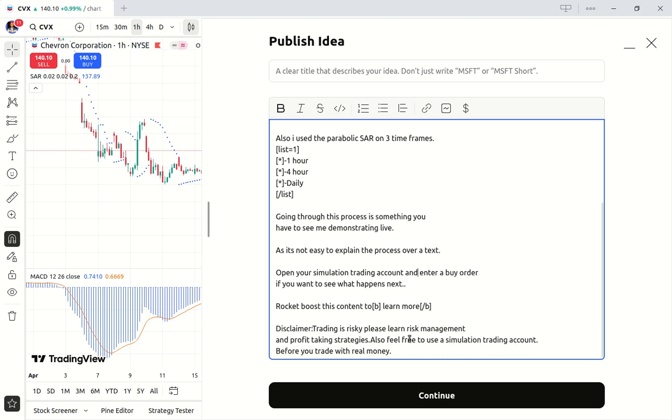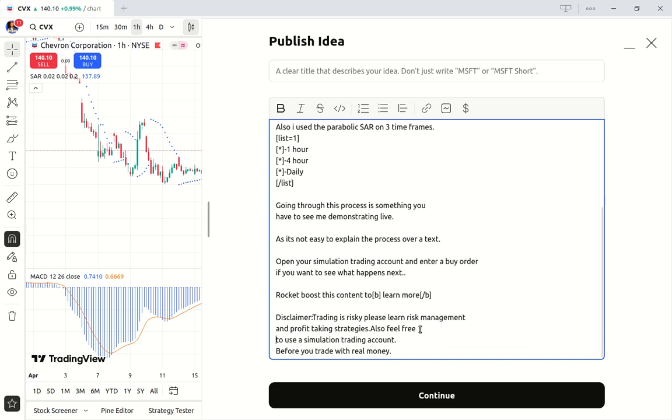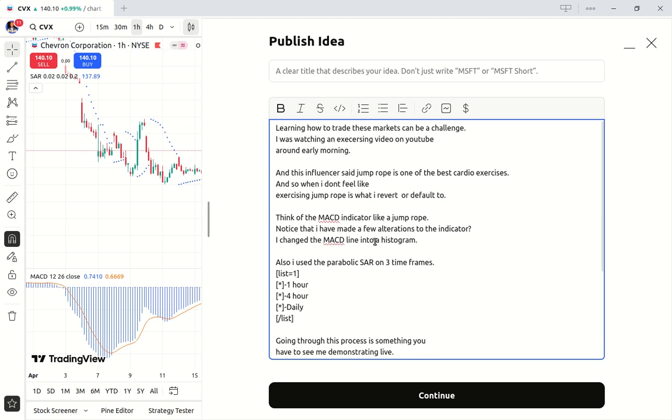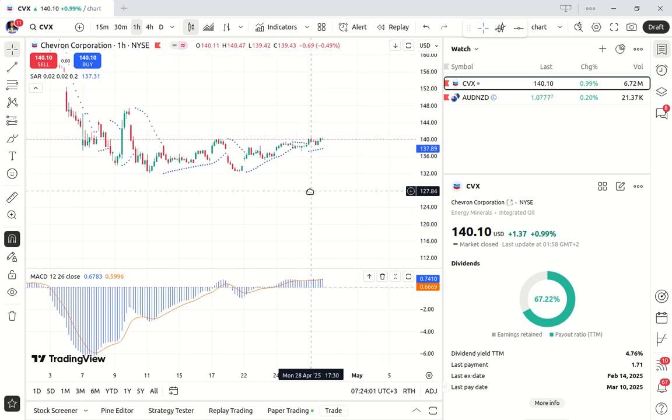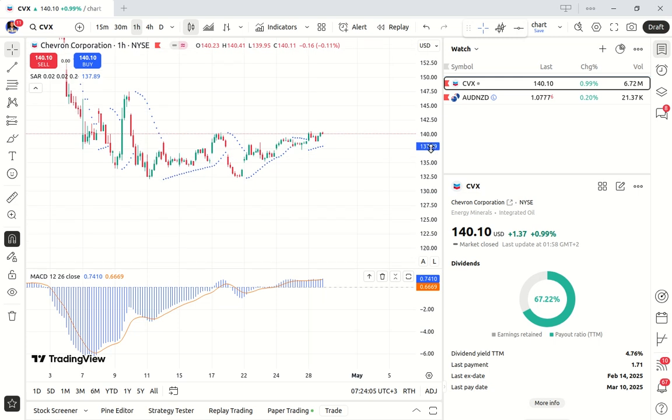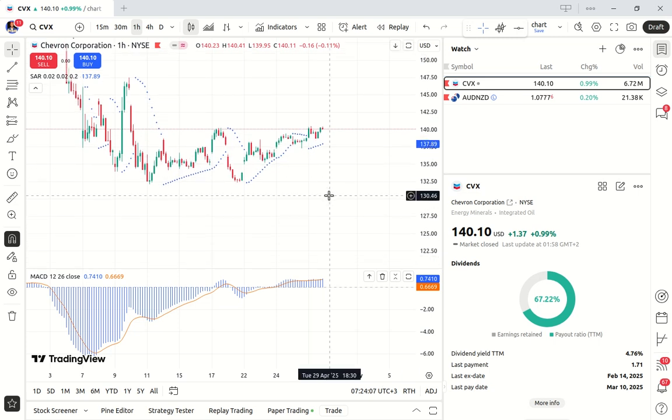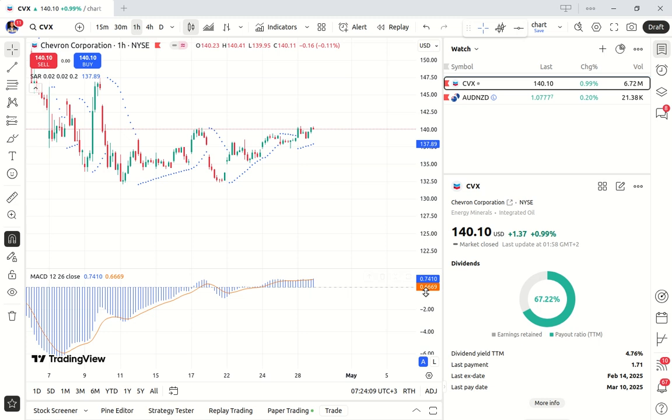And I say disclaimer: trading is risky. Please learn risk management and profit taking strategies. Also, feel free to use a simulation trading account before you trade with real money. So, basically, this is what I have found here, and this is what I am going to post on TradingView. So, the strategy is the same. It doesn't matter what market.